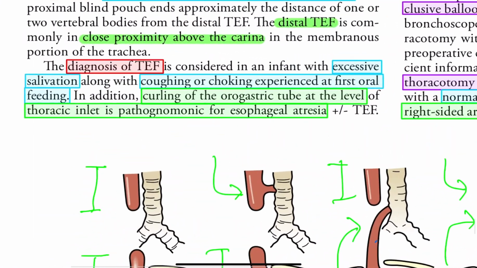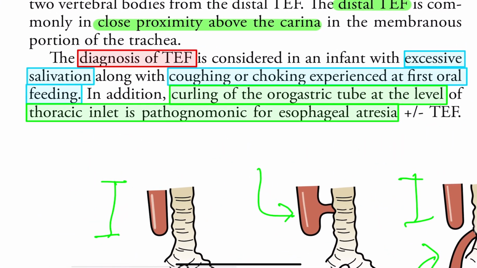Now diagnosis, how the patient presents. Excessive salivation along with coughing and choking experienced at first oral feeding. But the curling of the orogastric tube at the level of the thoracic inlet is pathognomonic for esophageal atresia. This you have to remember. What is pathognomonic? Curling of the orogastric tube at the level of the thoracic inlet.